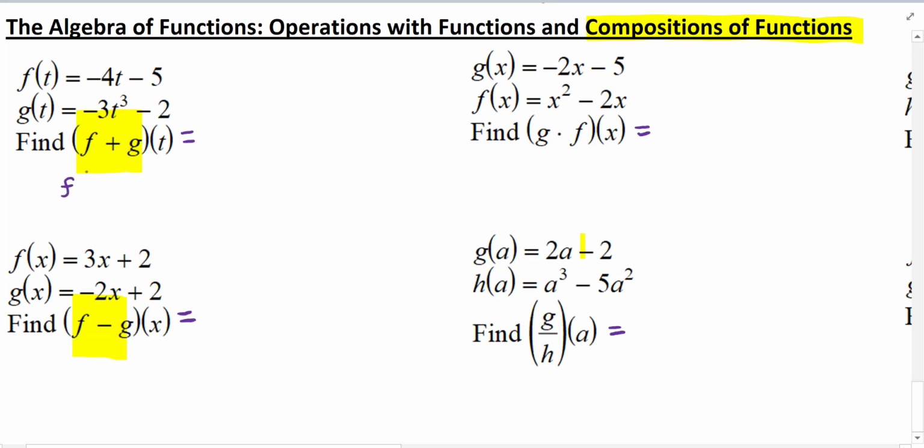Another way that you might see it is f of t plus g of t, and I'm okay with either notation. So you're just going to take this first function, negative 4t subtract 5, and if you want, put it in parentheses, and you're going to add the second function, negative 3t cubed subtract 2. And then function notation is very, very important. You will lose points on any type of assessment. So you rewrite the notation that's given.